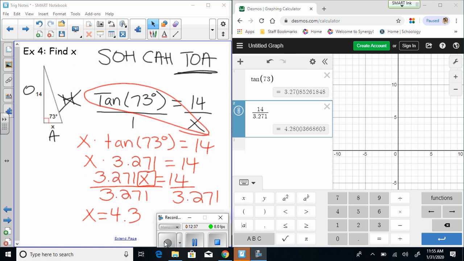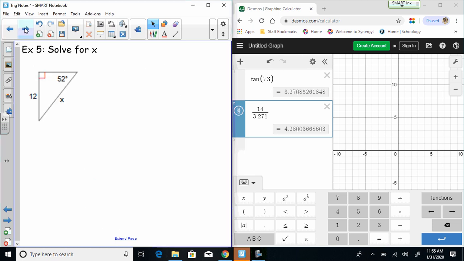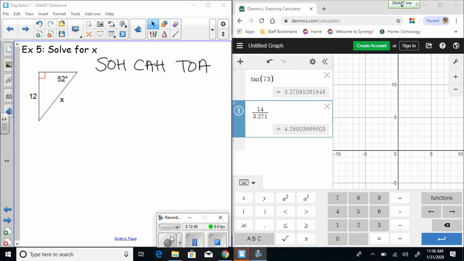All right, let's try the last example. Again, we're going to start by writing down our SOHCAHTOA, and once we've written that down, we're going to label our triangle. So always the hypotenuse, then come to the opposite, and then label the adjacent. Which one do we not have any information on? The adjacent. So let's cross it out. So now we're dealing with the O and the H, which is sine. So let's set up our problem.